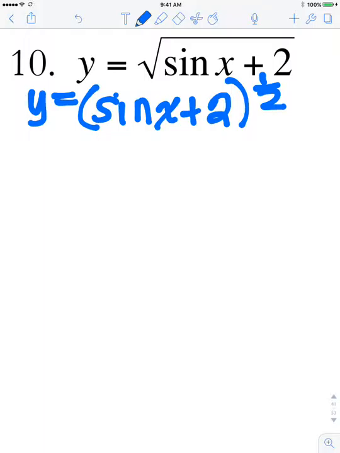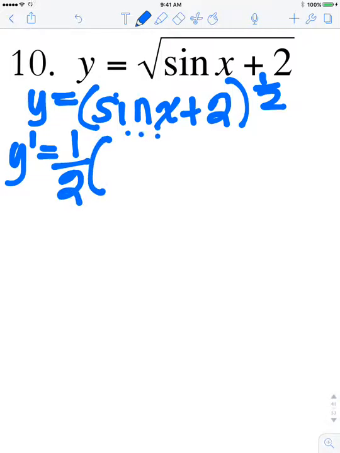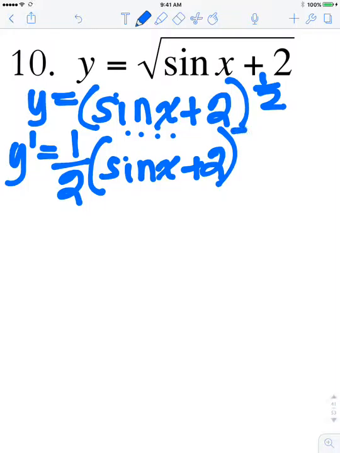So y prime equals, the chain rule, just like we've done it before, is 1/2, so the exponent, times whatever's inside the parentheses unchanged. So sine x plus 2, we're going to knock that exponent down 1 to the negative 1/2 power times, now we're going to find the derivative of what's inside. And the derivative of what's inside, well, the derivative of sine of x is just cosine of x. And the derivative of 2 is 0, so I'm not going to write that.